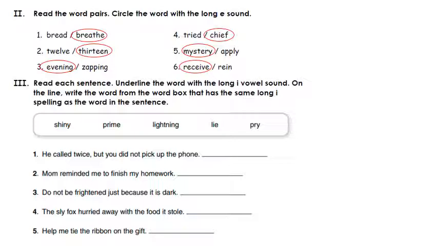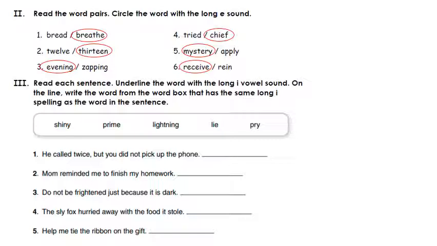Read each sentence, underline the word with the long I vowel sound. So in each sentence I have a word with long I vowel sound. On the line, write the word from the word box that has the same long I spelling as the word in the sentence. Okay, so let's read the words in the box. Shiny, prime, lightning, lie, pry.